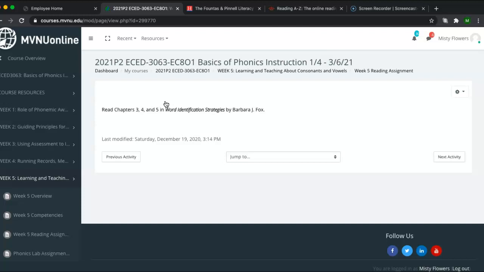Chapter 4, Analogy-Based Phonics in Late Kindergarten and First Grade. This chapter describes the strategy of using the parts in known words to read and spell new words. It's the strategy of using predictable patterns in known words to read new words. So you're going from known to new.